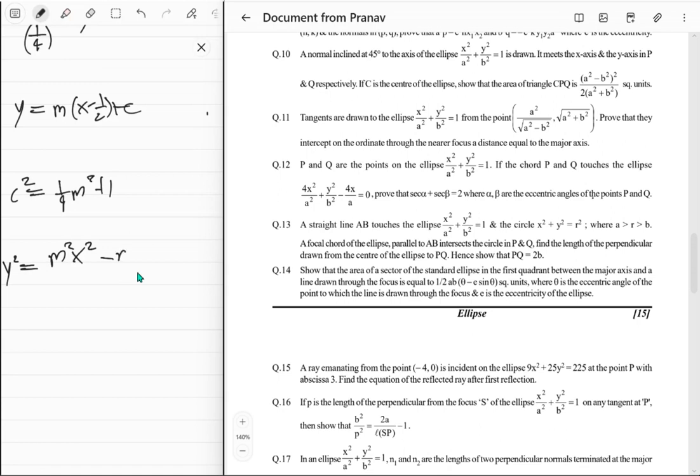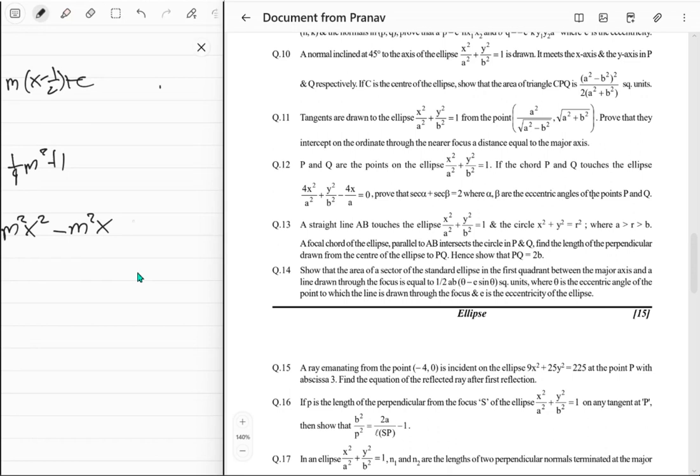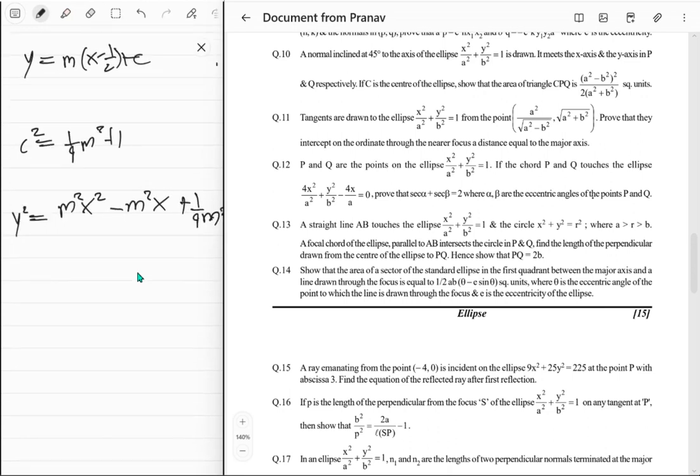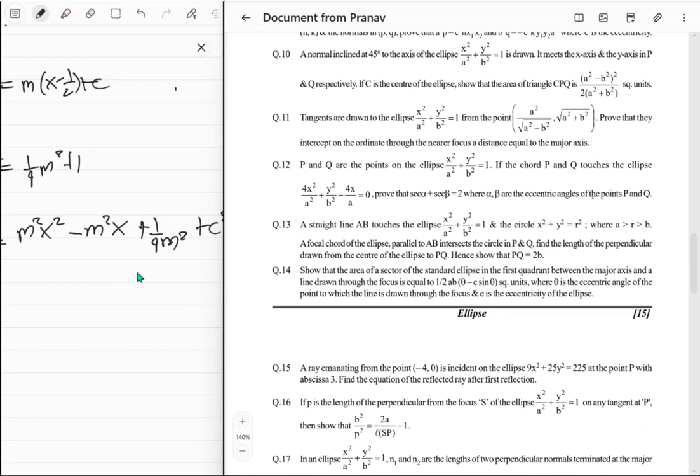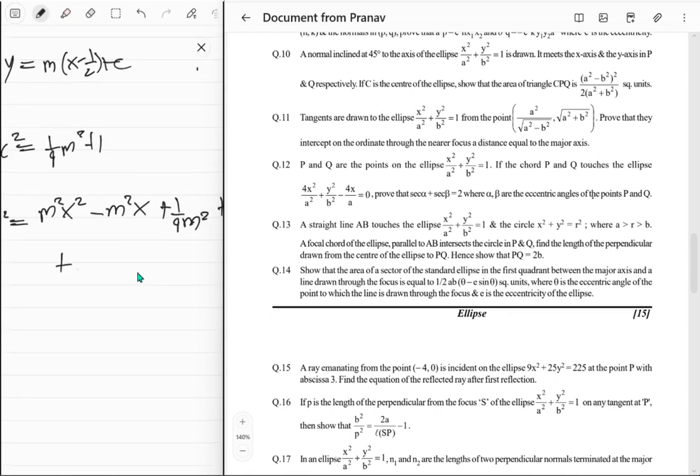So minus m squared times x, and then plus 1/4 m squared. That is for the first part. And then you also have to do this other part, like plus c squared, and then 2 times this times that, which is m times (2x minus 1) times c, which is cmx, and then minus cm. Sorry, 2 times of that, right?